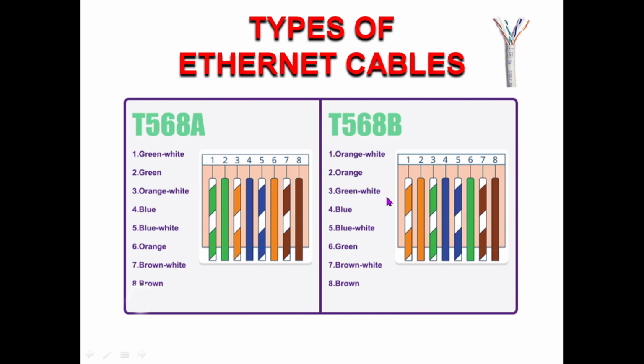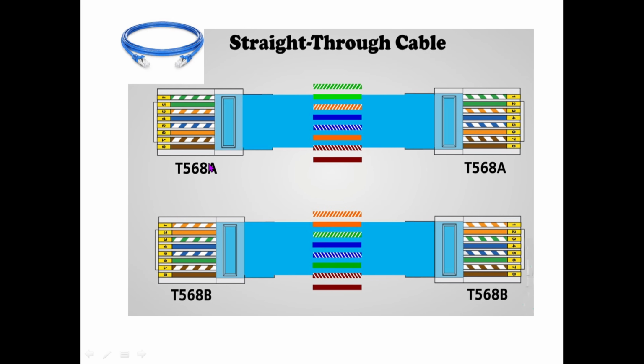Now let's learn how to crimp the LAN wire. First one is known as straight through cable. I have already mentioned that there are two color codes. First one is T568A and another is T568B. If both ends of the LAN wire use the same color code, then it is known as straight through. What I mean is, in this if I use T568A and on this also I have used T568A, then it is known as straight through.